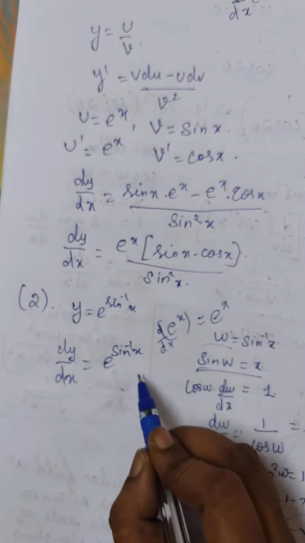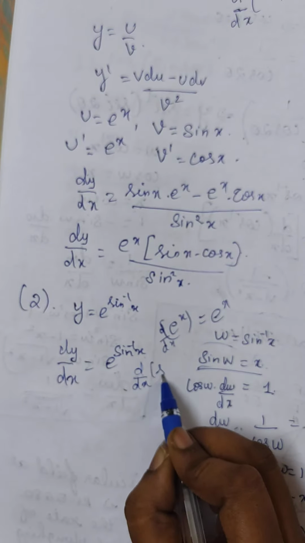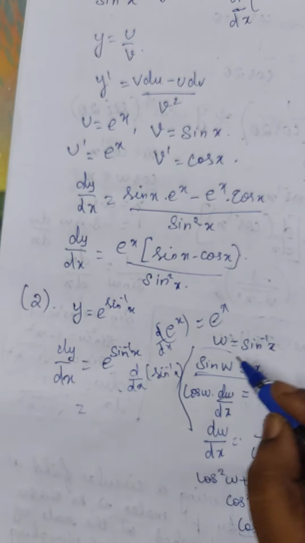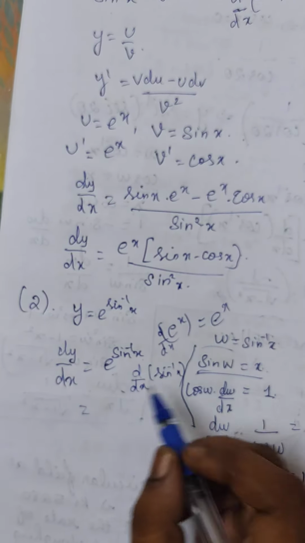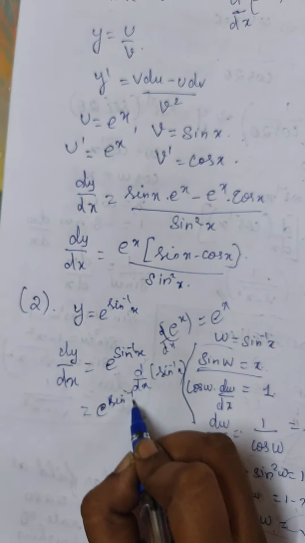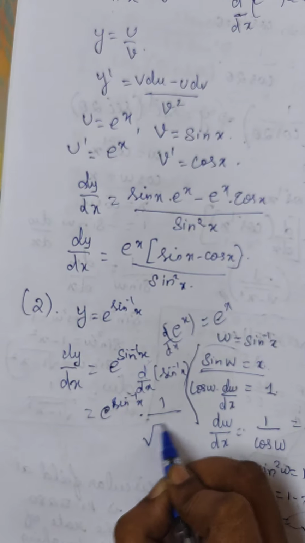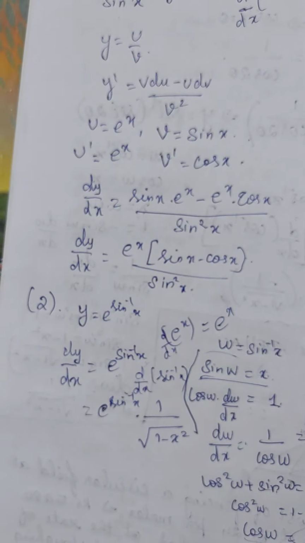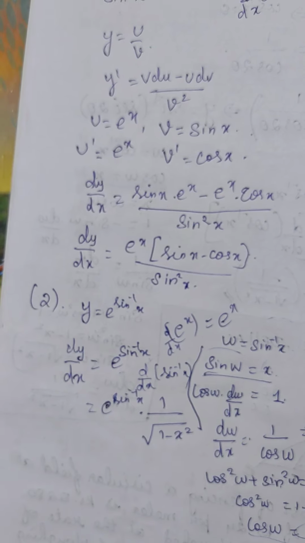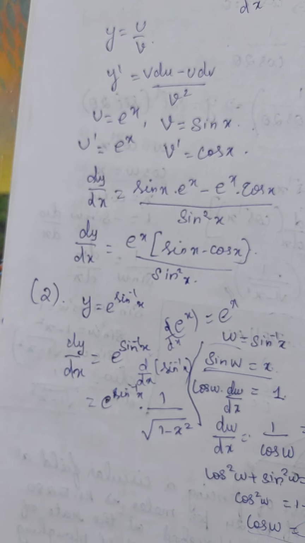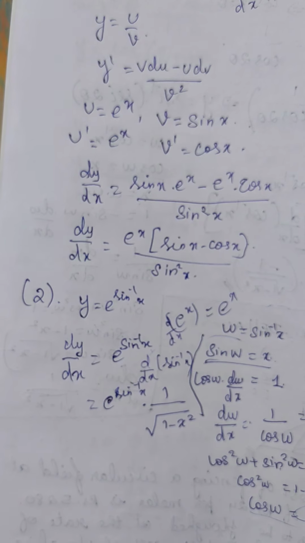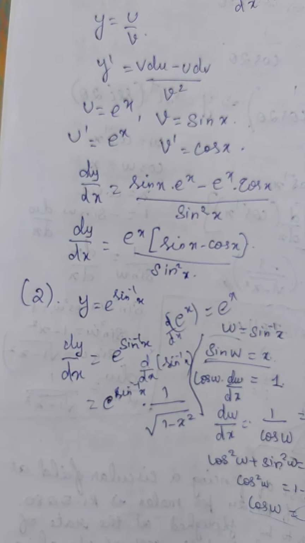Now we have to differentiate d by dx of sin inverse x. That is what we have discussed here. So the derivative is e power sin inverse x into 1 by square root of 1 minus x square. Yes, with this we are done with this problem. We have calculated the derivative of the given function with respect to x, and it was a composite function too. Now we will look at problem number 3.